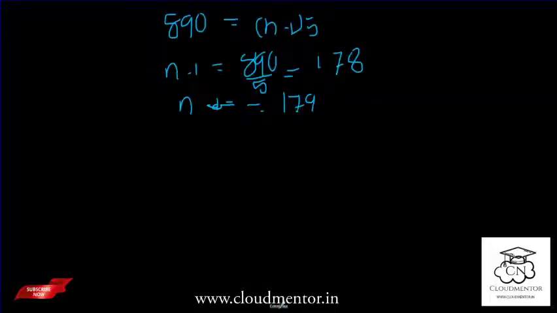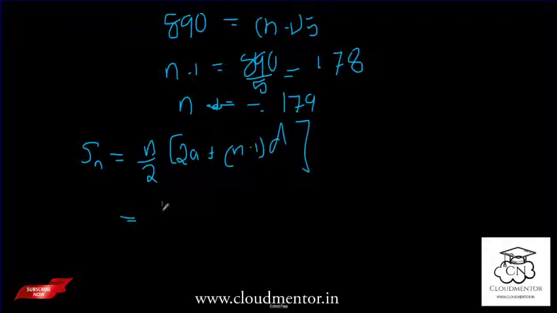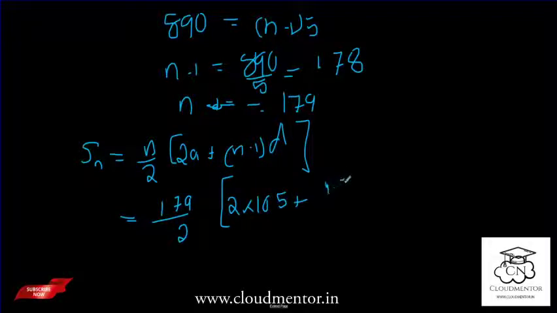Now we can find the sum of n terms by different equations: n by 2 into 2a plus n minus 1 into d, or n by 2 into last term plus first term. You can use either one. I am using the first equation, your wish; the second equation is easier. I am showing both of them. First, n by 2 into 2a plus n minus 1 into d. Giving the values, n is 179 by 2 into 2 times a, which is 105, plus 179 minus 1 of d, which is 5.